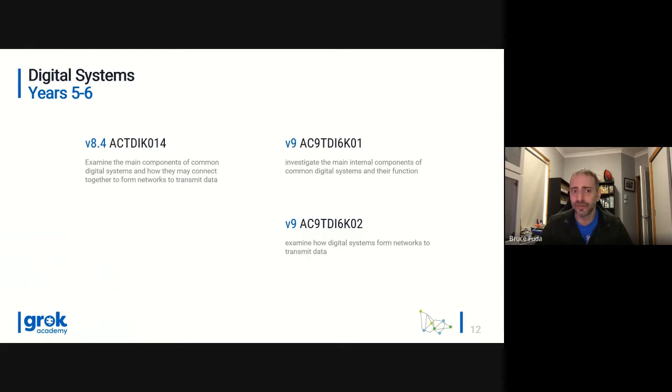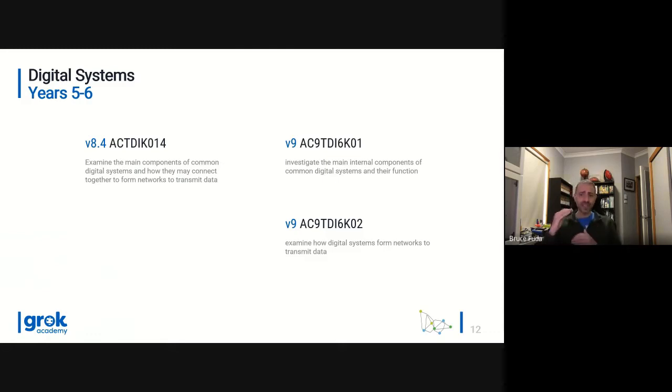I've taken a selection of content descriptions here. In version 8 we had this one for Year 5 and 6, which, you can see, merges the components of common digital systems and networks into a single content description, and it's possible that interpretation of that is a little bit ambiguous. So it's not clear whether it's the components in the systems that are connecting to form networks, or whether it's the systems themselves. You can see that in the new version we've got the main internal components and their function as one content description, and the second one is how networks are formed and what transmission is.